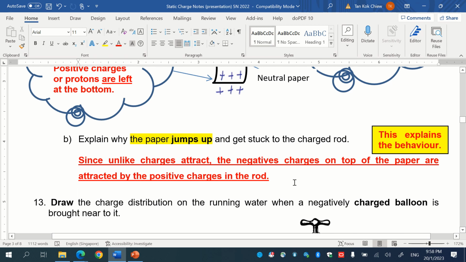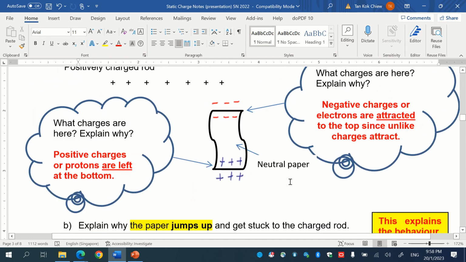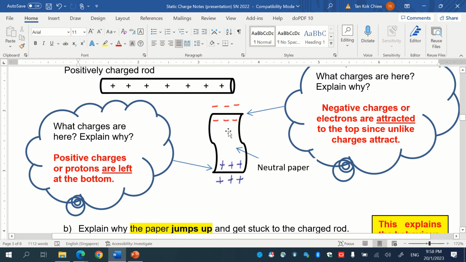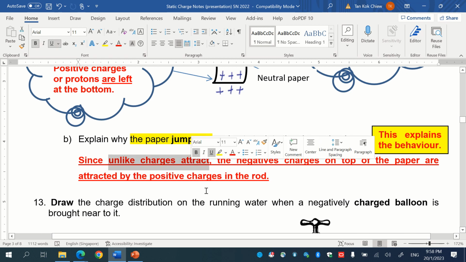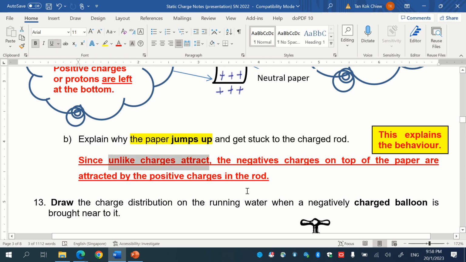So in this lesson, we only talk about how charges separate and why they separate this way, and then the behavior. Why did the neutral body, the neutral paper, get stuck to the rod, the charged rod? It is because of the attraction. Unlike charges attract. Okay, between the electrons on the paper and the positive charges on the rod. The attraction caused it to get stuck.